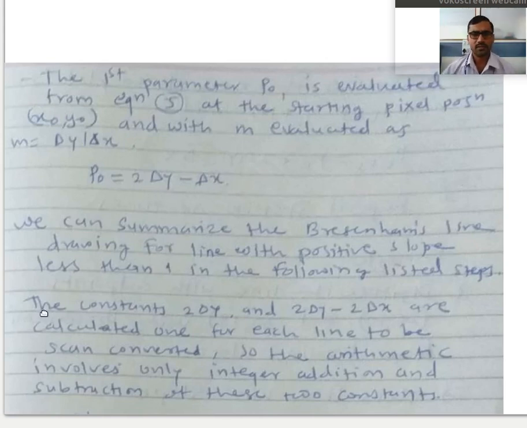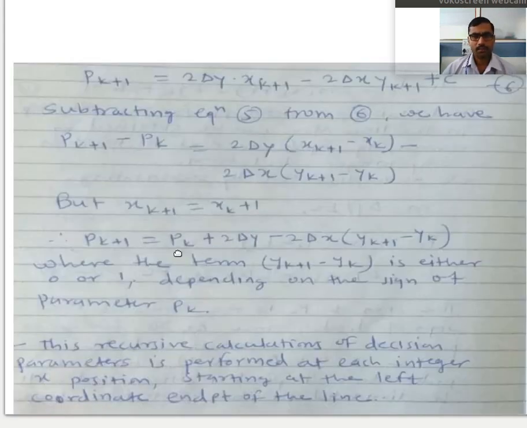We can summarize the Bresenham's line drawing algorithm with positive slope less than 1 in the following listed steps. The constants, as the increment is done in this form, you can see: pk plus 1 is equal to pk plus 2 delta y minus 2 delta x, yk plus 1 minus yk, and this is either 1 or 0. So if it is 1, then the earlier decision parameter is incremented by 2 delta y minus 2 delta x. If it is 0, then we only have the increment of 2 delta y in the earlier decision parameter.